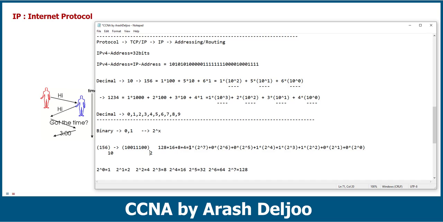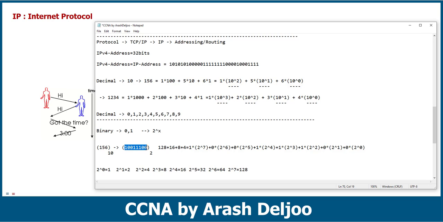Look at here, 1 multiplied by 2 to the power of 7, 0 multiplied by 2 to the power of 6, 0 multiplied by 2 to the power of 5. Okay, again 1 multiplied by 2 to the power of 4, 1 multiplied by 2 to the power of 3, and 1 multiplied by 2 to the power of 2, and 0 multiplied by 2 to the power of 1, and 0 multiplied by 2 to the power of 0. This is the binary value if you use the factors. Here we have 8 bits.